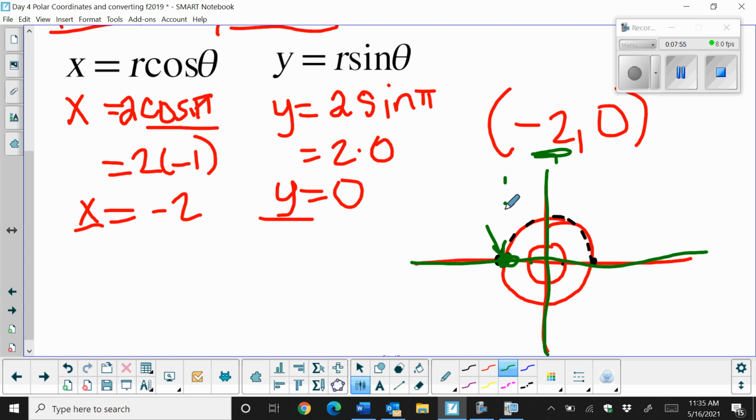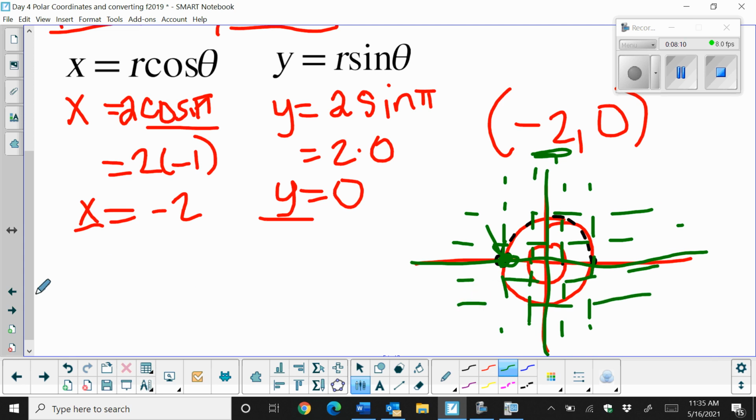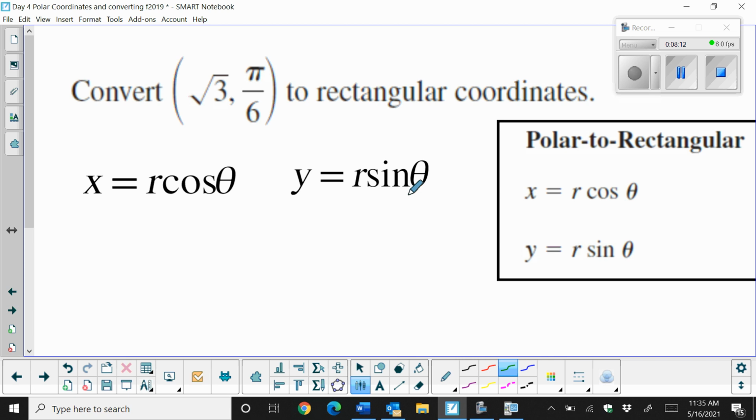So you can see if this were like a rectangular, with a Cartesian coordinate plane laid on top of it, you can see that those are indeed the same two positions, or the same position written two different ways. So now let's try a second one of those. We're going to start with a radius of √3 and a rotation of pi 6.